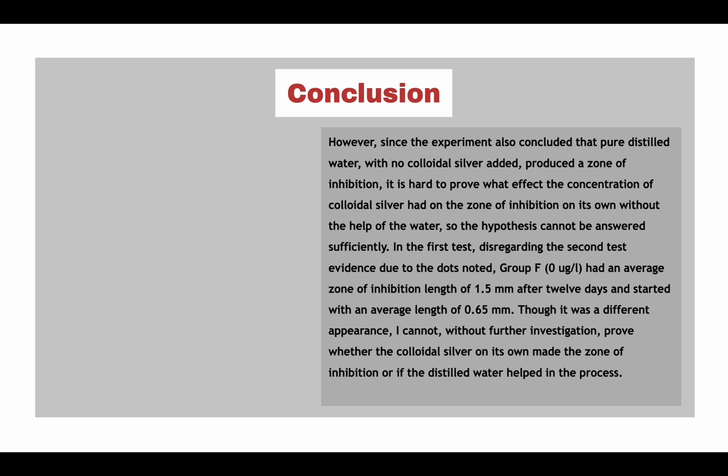In the first test, disregarding the second test, evidence due to the dots noted, Group F had an average zone of inhibition length of 1.5 centimeters after 12 days, I meant centimeters and millimeters, and started with an average length of 0.65 centimeters. Though it was a different appearance, I cannot, without further investigation, prove whether the colloidal silver on its own made the zone of inhibition or if the distilled water helped in the process.